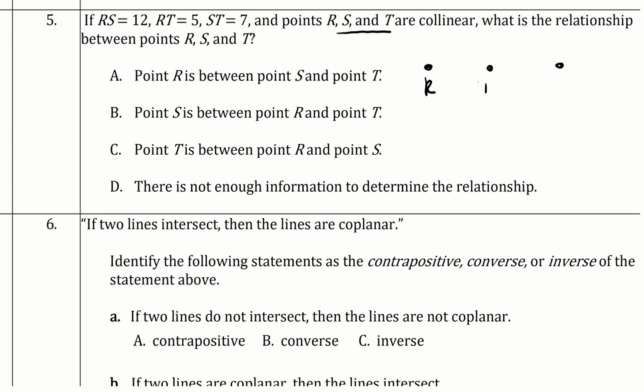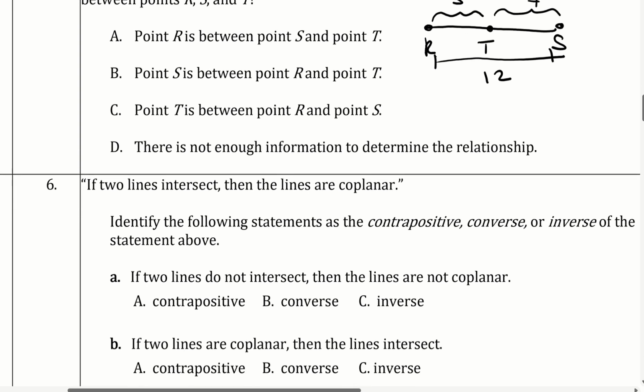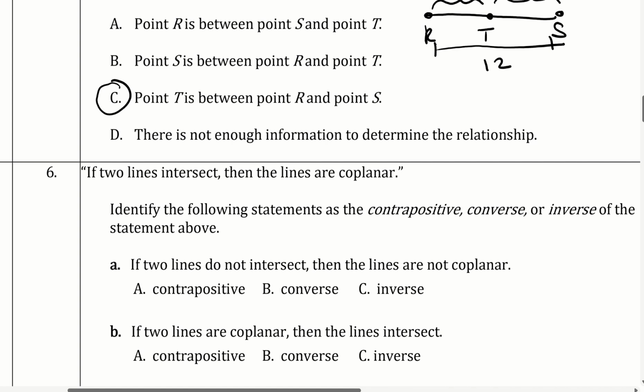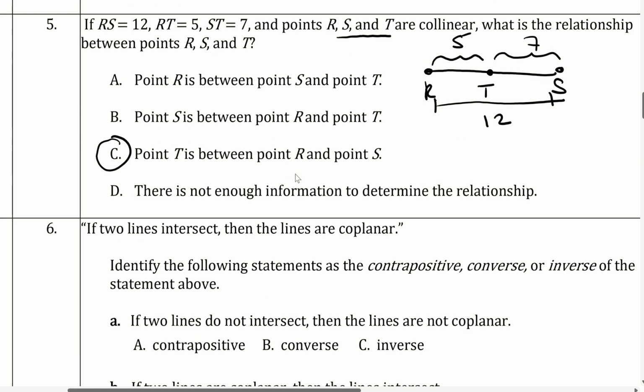So it says RS is 12 and RT is 5. That means T has to be closer to R than it is to S, right? So then if this is 5, then this is 7, and then the whole thing is 12, right? So that makes sense. So it says point T is between R and S. So yeah, that makes sense. Point T is between R and S. That's how we can tell.